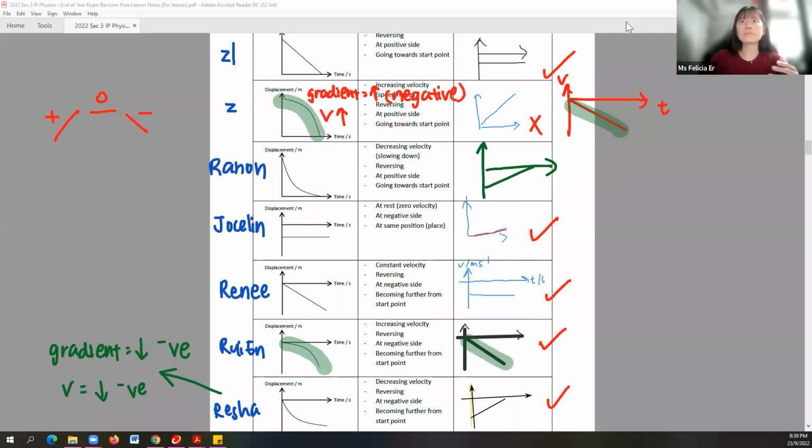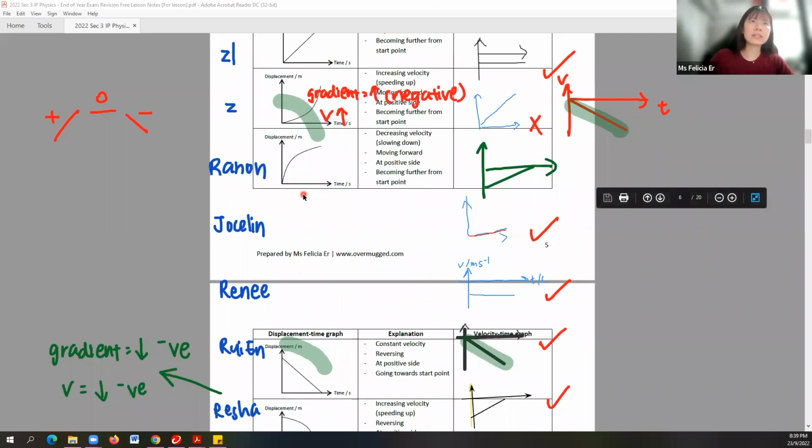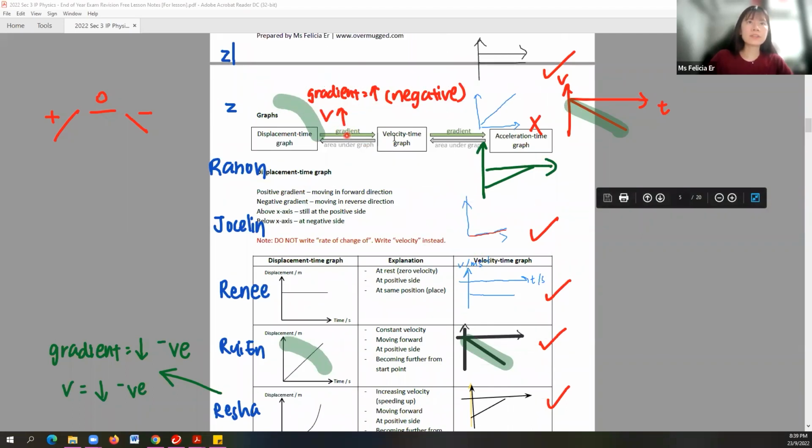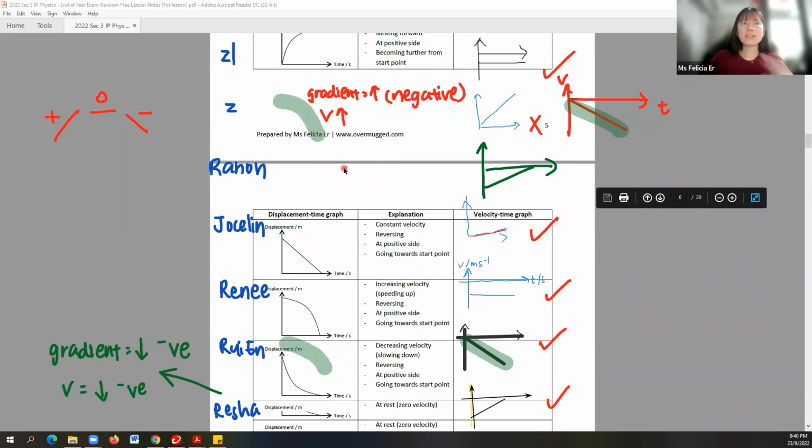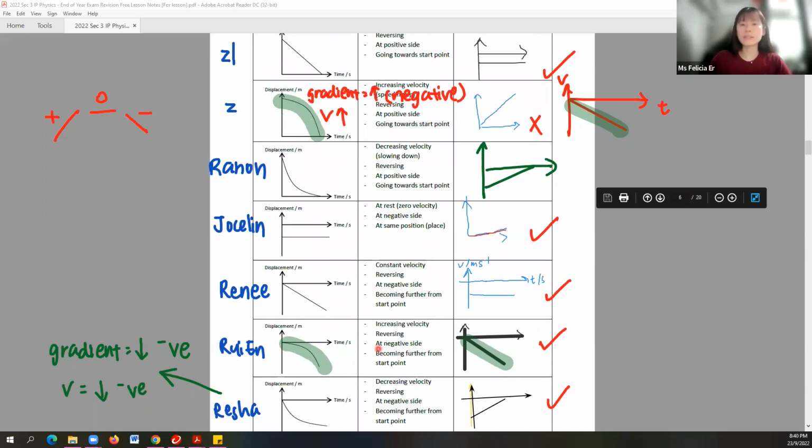Because to find out the velocity, velocity is always based on the gradient. So you always check the gradient to know how it is like. So above and below the x-axis is just the location of the object. It's not related to velocity. To know the velocity is only the gradient. Since the gradient is the same, the answer will be the same for velocity. So Rachel, okay, right?